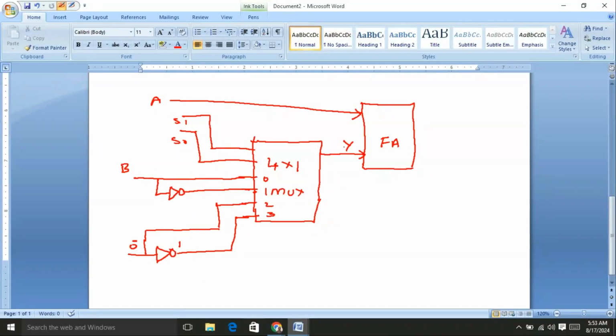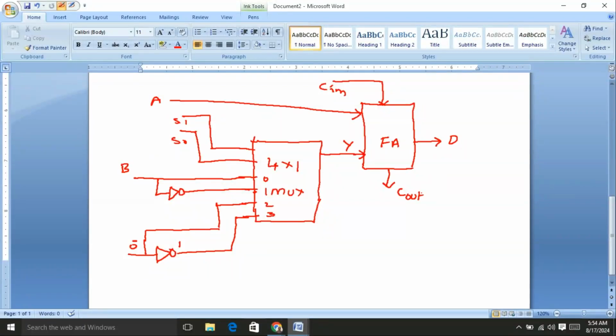We know that the full adder has three inputs. One of the inputs is operand A, the second input is the output of the multiplexer Y, and the third input of the full adder is the input carry Cin. The output of the full adder is represented as D. And suppose there is any carry generated, this is Cout.